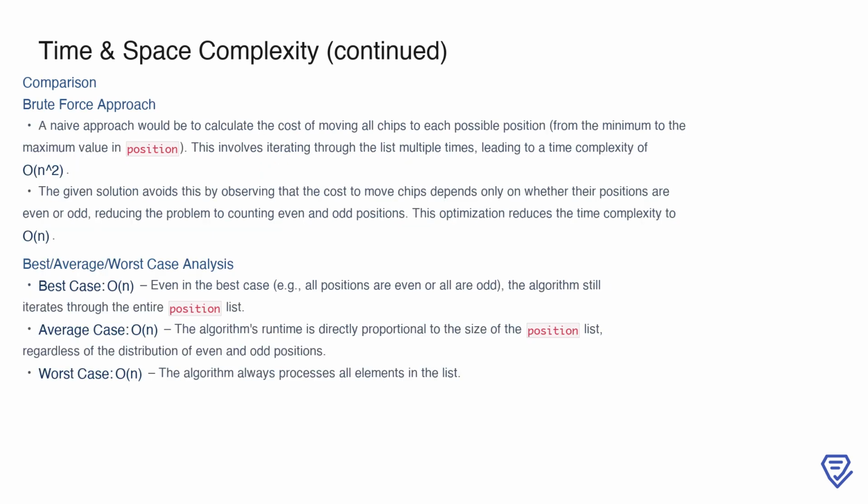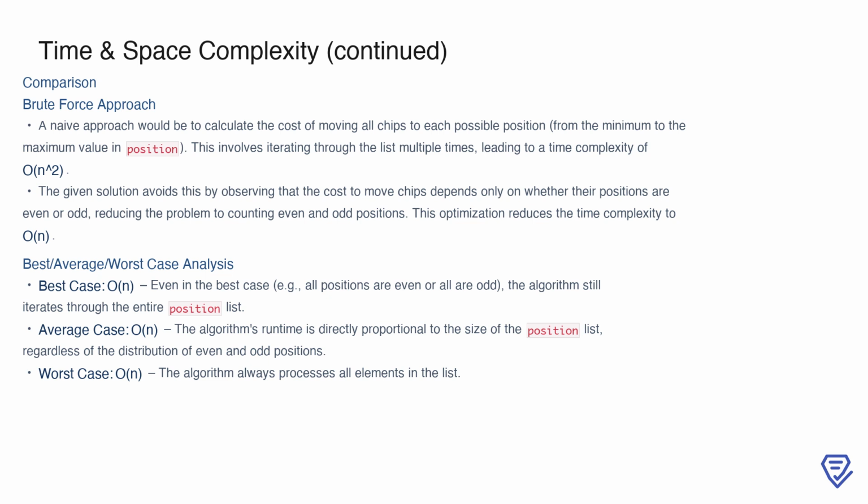To better understand the efficiency of our solution, let's compare it with a brute force approach. In the naive approach, we would calculate the cost of moving all chips to each possible position, iterating through the list multiple times. This results in a time complexity of O(n squared), which is much less efficient. In contrast, our optimized solution recognizes that the cost depends only on whether positions are even or odd. By simply counting the number of chips at even and odd positions, we reduce the problem to a single linear pass, achieving a time complexity of O(n).